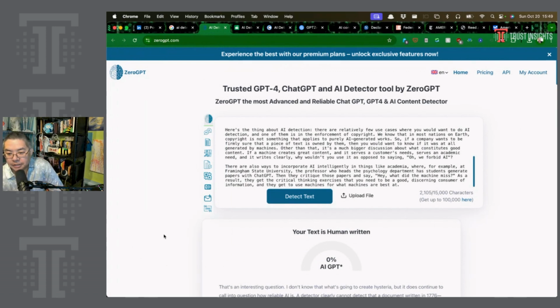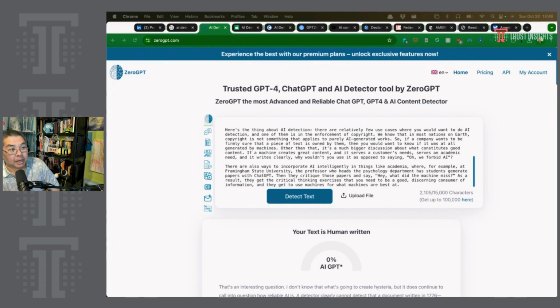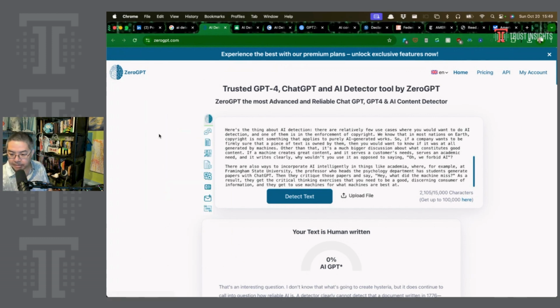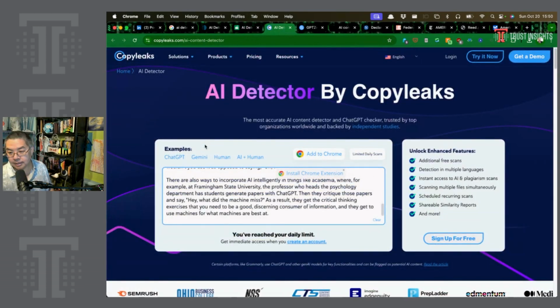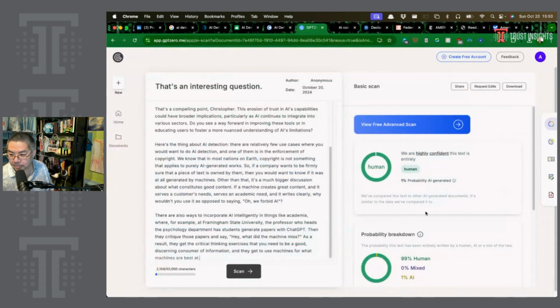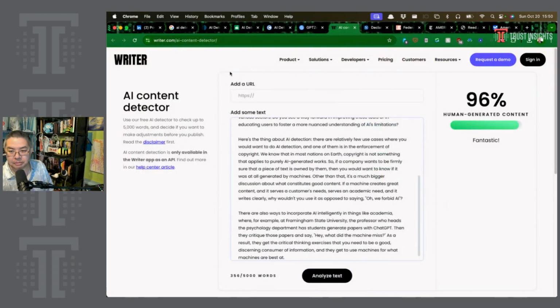So isn't that interesting? This was modified by AI, but it is obviously a transcript. This one came out 0%. This one came out 40% AI detected, which again, 0% of it was made by AI. Still hit my daily limit there. This one says 1% probability, 96% human generated. So again, kind of all over the place.